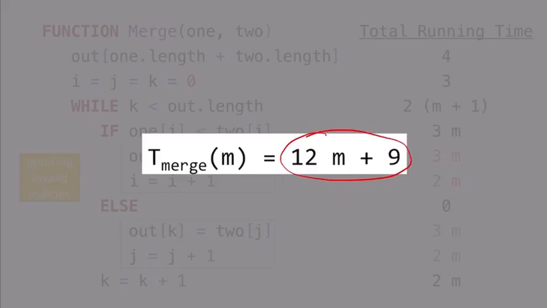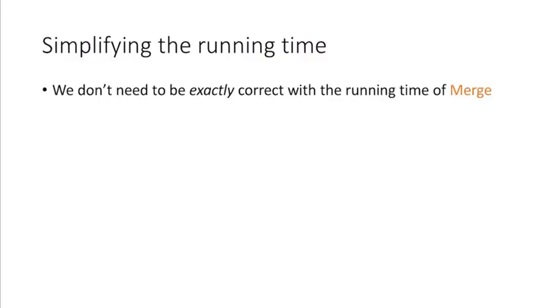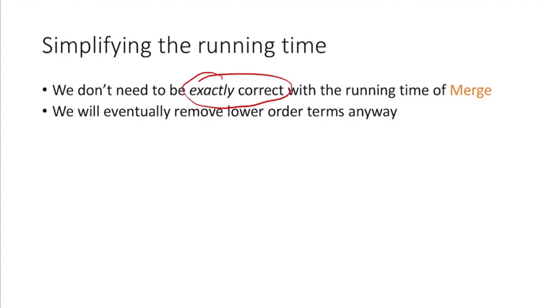I'm just going to jump ahead a little bit, and I'm going to say that we don't need the exactly correct running time of merge. We just want something that's close enough, but is also easy for us to use algebraically. And I'm a computer scientist. I'm kind of lazy when it comes to math, so let's make this a little bit easier to use. Where we're heading is to asymptotic complexity, and eventually to do asymptotic complexity, we'll remove lower order terms anyway. So let's simplify our expression.